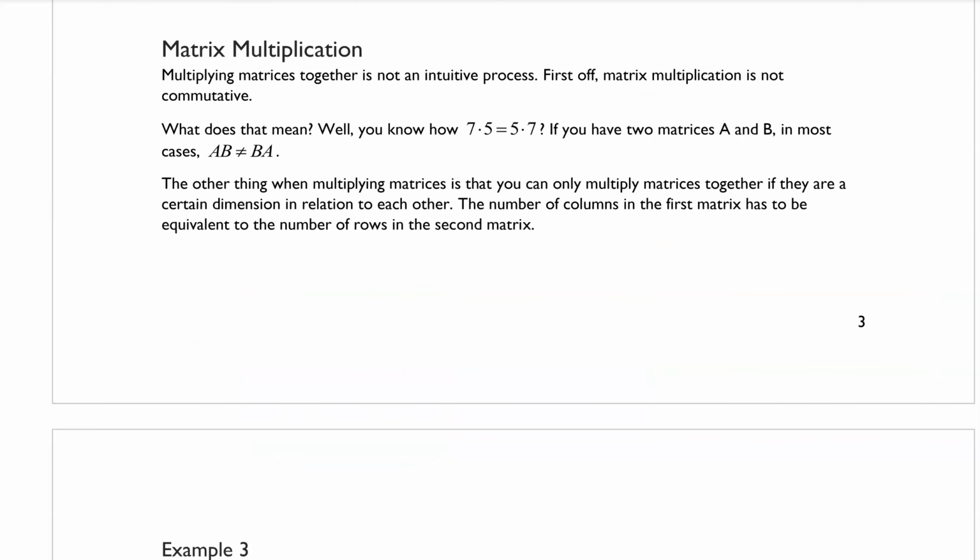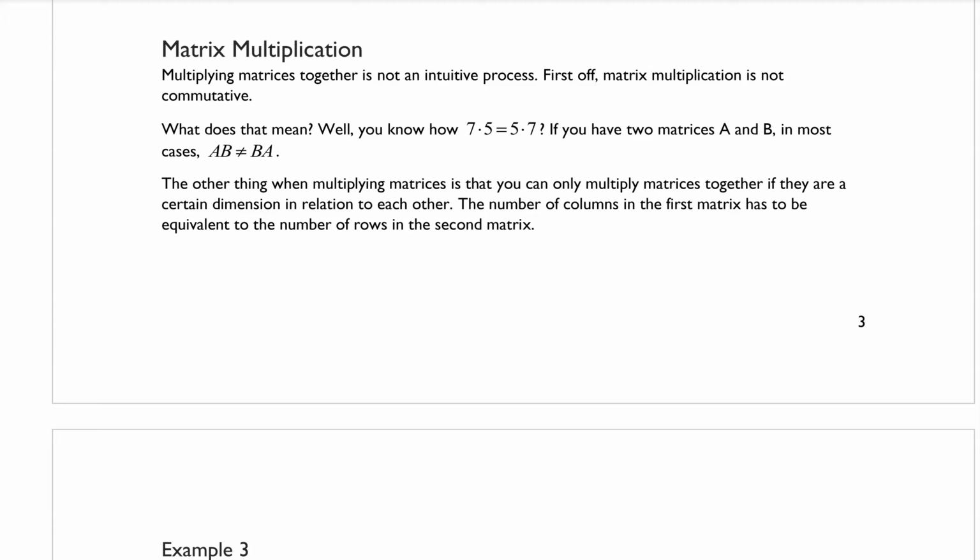All right, so the other type of multiplication we can talk about is matrix multiplication. And multiplying matrices together is not an intuitive process. First off, matrix multiplication is not commutative. If you don't remember what the word commutative means from algebra, you know how 7 times 5 is equal to 5 times 7? If you have two matrices A and B, in most cases, A times B does not equal B times A.